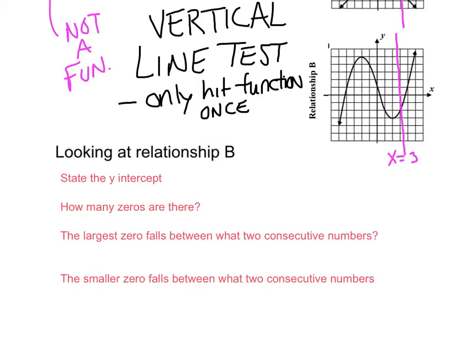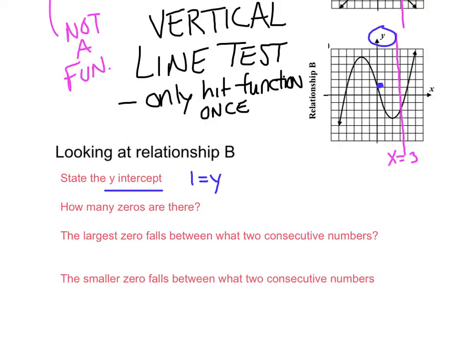Now, the second part here says looking at relationship B, we'll just state some other fun facts that you should know about these graphs. So the first question does say state the y-intercept. So the y-intercept is very simple. I'm just going to go to the y-axis, and I'm going to look and see where the graph crosses the y-axis. And hopefully you can agree it crosses right there, and I would say the y-intercept is 1. And I'm going to put y equals 1 because it's asking for the y-intercept.